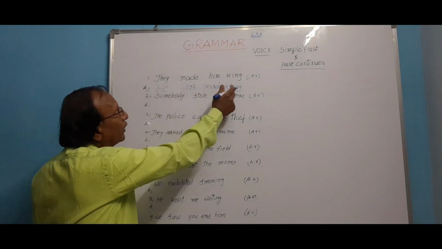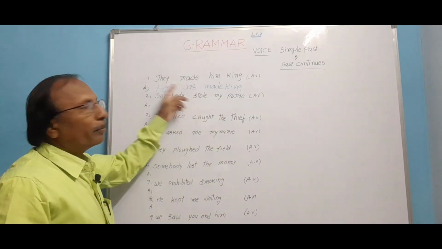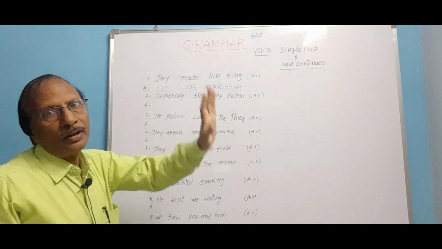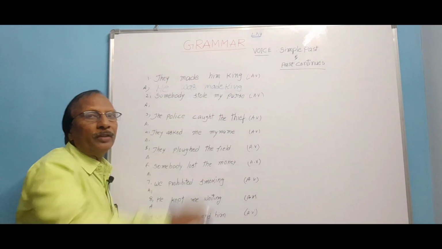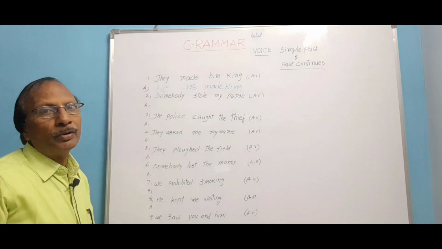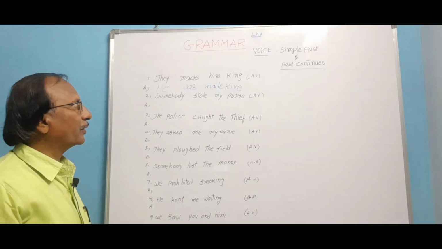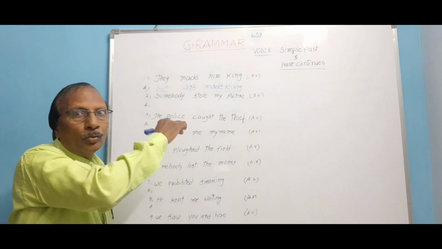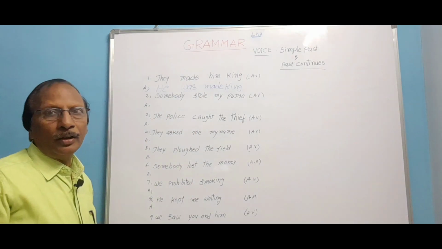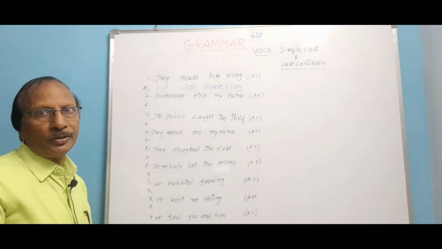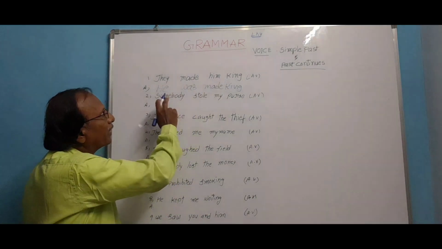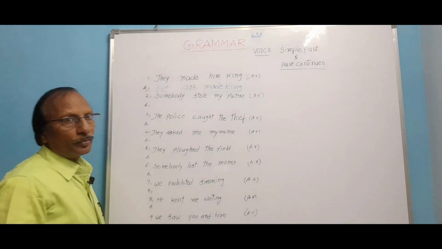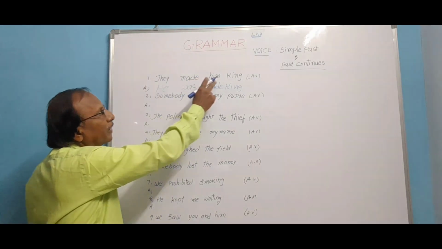He was made king. By whom? By they, meaning them. We need not write it. Even if we don't use by them, the meaning will be understood and it will give a meaningful sentence. So in such cases, we need not use by, and that noun form of the object noun will be deleted. He was made king.